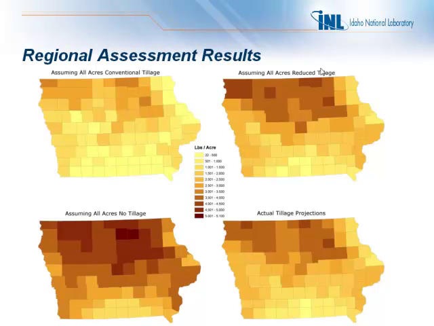Here we performed assessments on the state of Iowa looking at different management practices and how they impact sustainable residue removal. We have a conventional system, a reduced tillage system, a no-till system, and then the actual tillage projections for Iowa. And as expected, the managements with the least soil disruption, the no-till, generated higher sustainable yields. So using these types of resource assessments helps us identify the quantity and location of available resources that help support these supply systems.